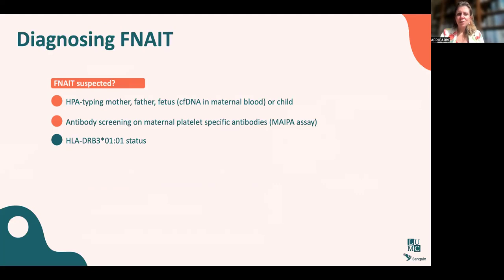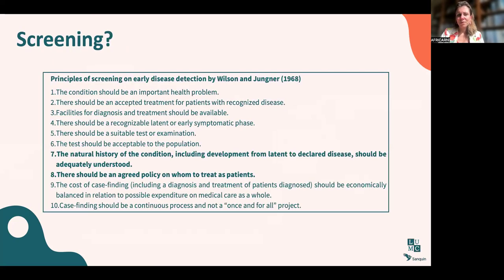So how do we diagnose FNAIT? When FNAIT is suspected, we do HPA typing of the mother, the father, and the fetus, and look for incompatibility. We also look whether there are antibodies present. And lately we found out that if you look at the HLA-DRB3 status, and you find this positive, the chances of disease are higher.